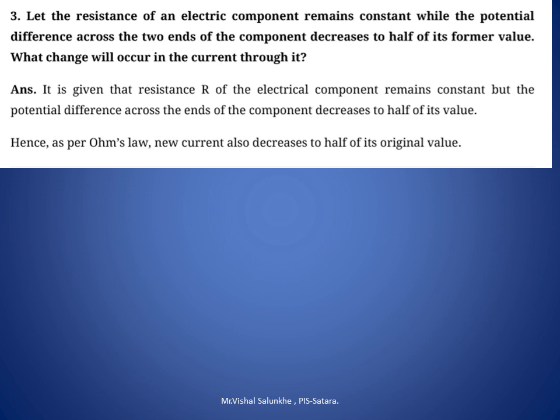It is given that resistance R of the electric component remains constant, but the potential difference across the ends of the component decreases to half of its value. Hence, as per Ohm's law, the new current also decreases to half of its original value. Hope you understood.